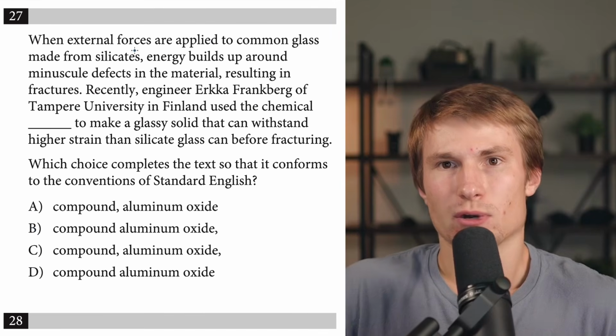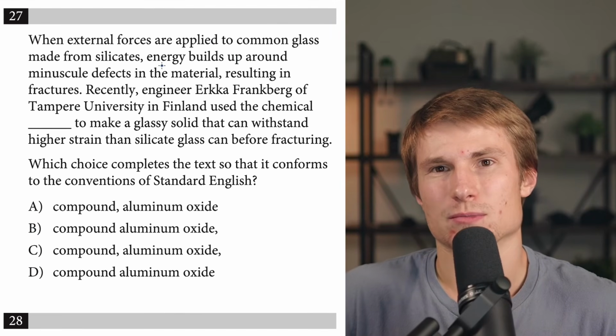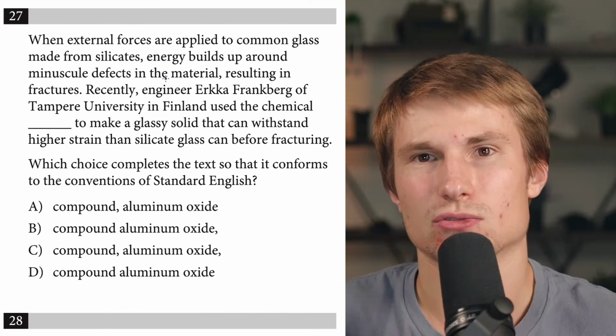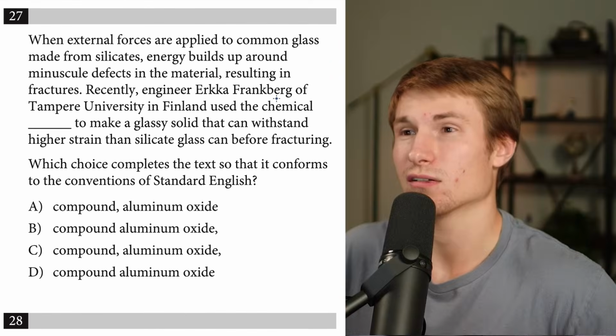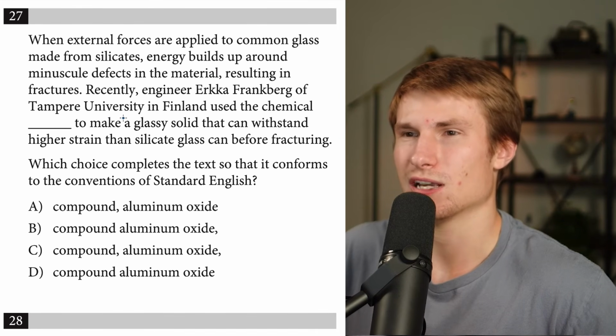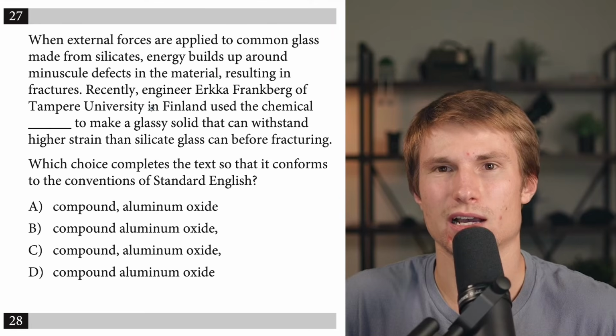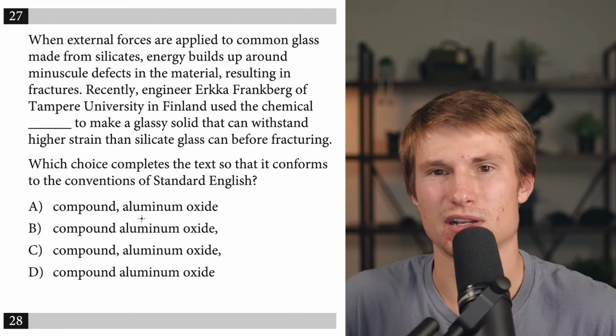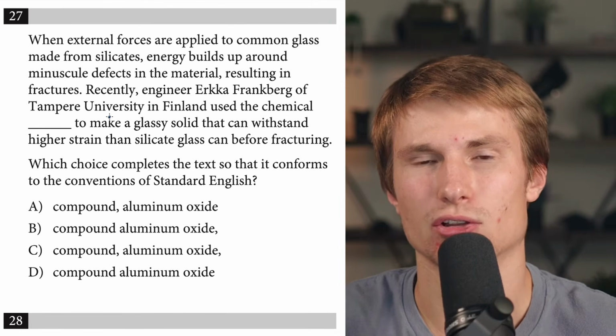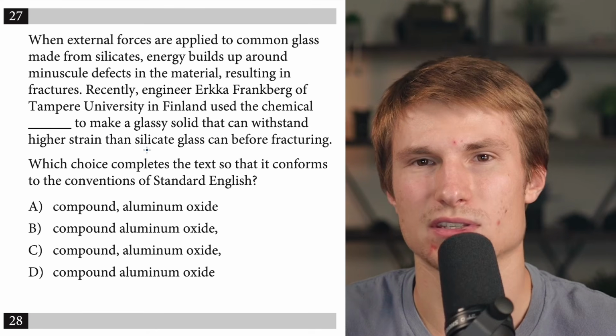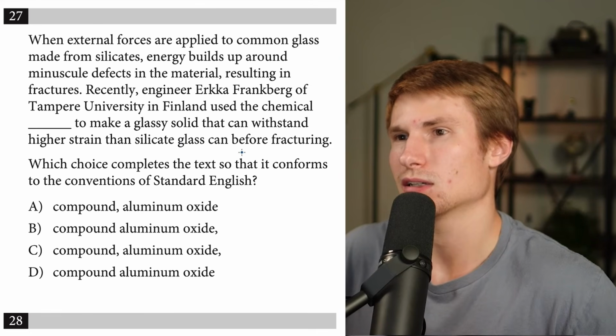Question 27. When external forces are applied to common glass made from silicates, energy builds up around minuscule defects in the material, resulting in fractures. Recently, engineer Erkka Frankberg of Tampere University in Finland used the chemical compound aluminum oxide. Okay, so we can't have aluminum oxide be non-essential. That needs to be in here. Aluminum oxide to make a glassy solid that can withstand higher strain than silicate glass before fracturing.